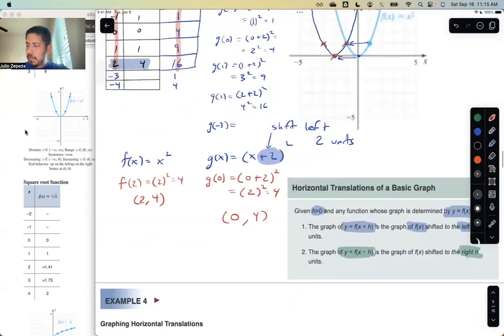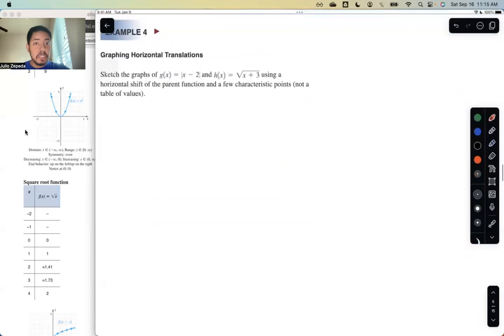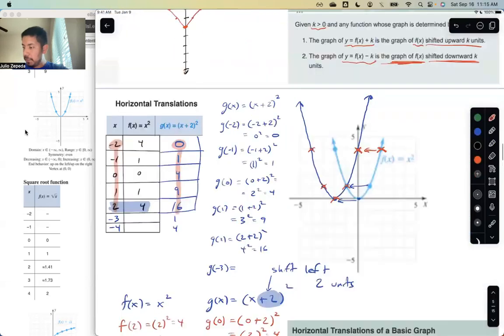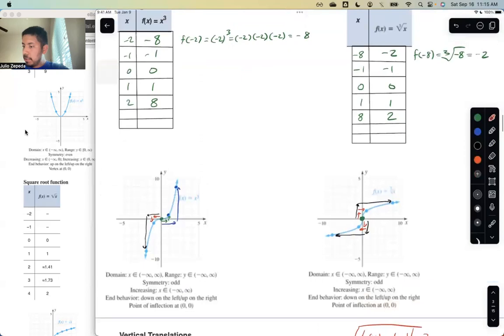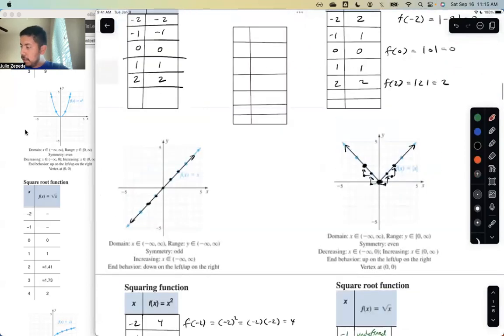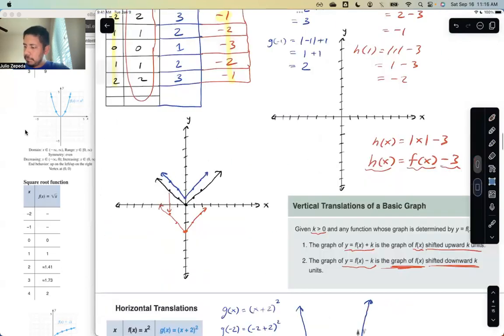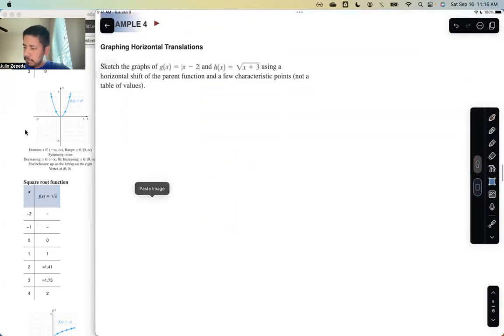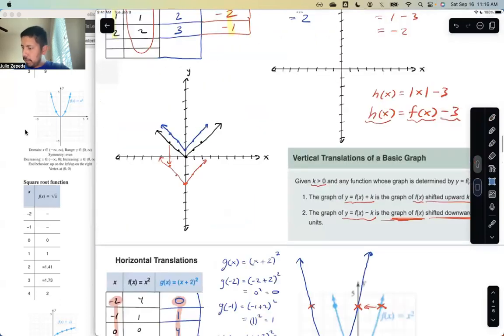Okay. All right, so let's go ahead and do another example here. And here we have this absolute value of x minus 2 and the square root of x plus 3. So let's go ahead and take a look at those functions. Oops, wrong tool. Delete this, copy this. And the square root function also.